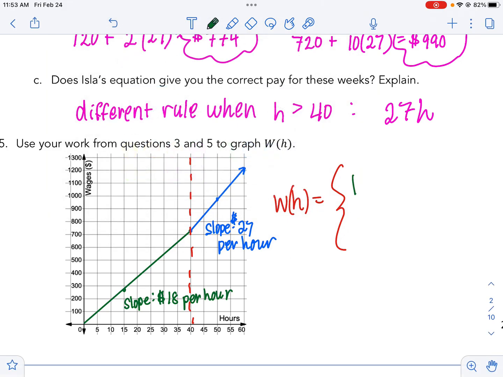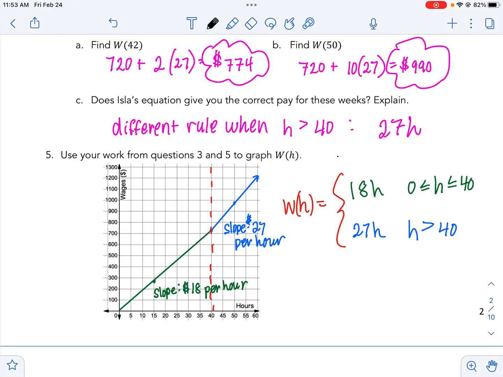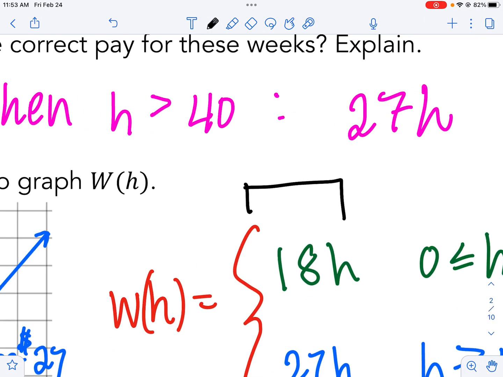The first one is $18 per hour if 0 is less than or equal to the number of hours, which is less than or equal to 40. But then it becomes $27 per hour when h is greater than 40. So a piecewise function, there's two parts. Here's the function.